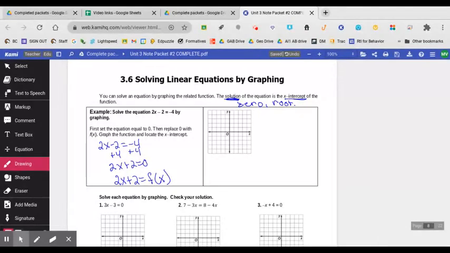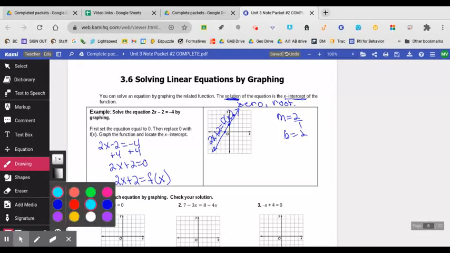So to graph that, I'm going to say that it has a slope of 2 over 1 and a y-intercept of 2. So I start at 2, I go up 2 over 1, then I follow that pattern backwards, so I go down to the left 1, and I draw the line. I label the line with the function, because that is a graph of the function, and then my solution, or my root, is the x-intercept. So the solution is x equals negative 1.